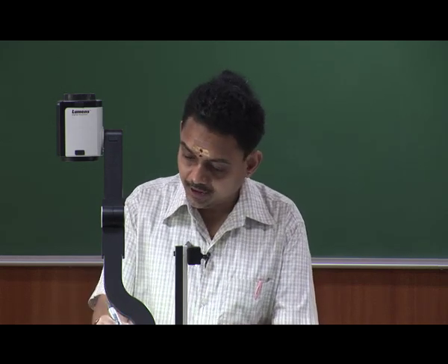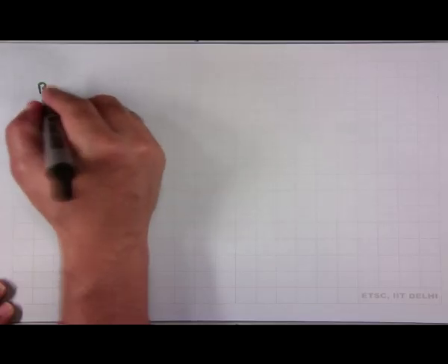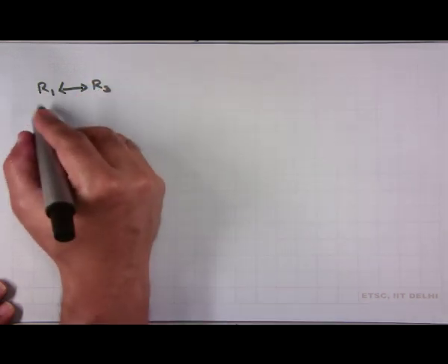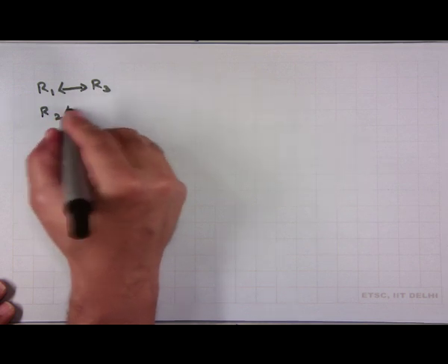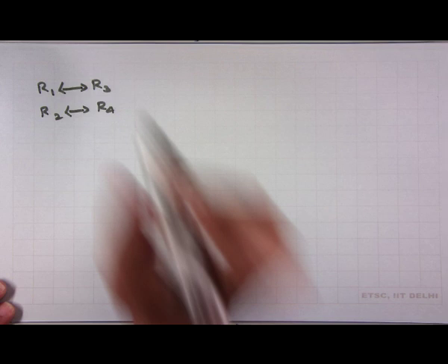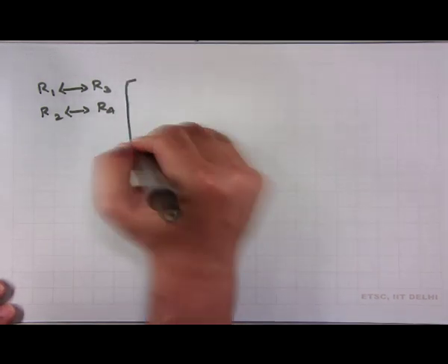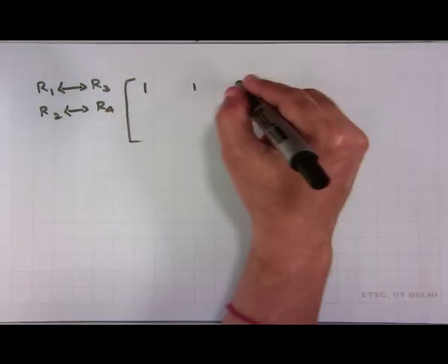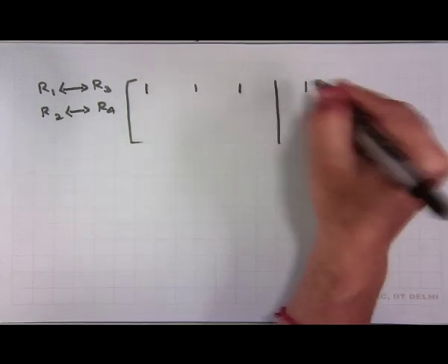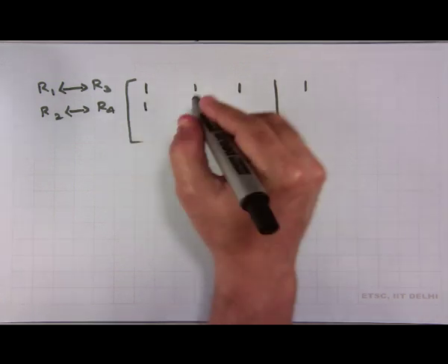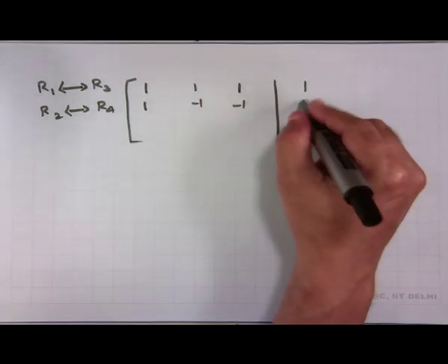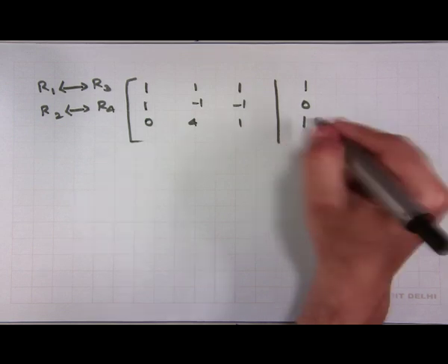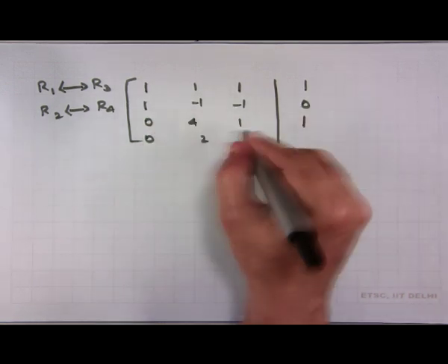What we will rather do is swap R1 and R3, and similarly swap R2 and R4. You have 1 1 1 augmented with 1, and then 1 minus 1 0, and then you have 0 4 1 1, 0 2 minus 1 0.